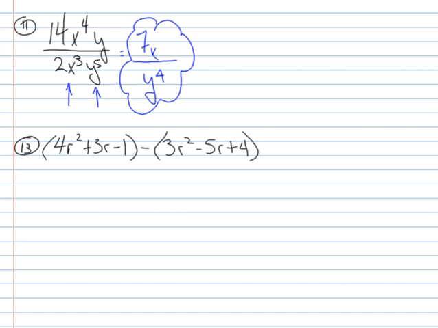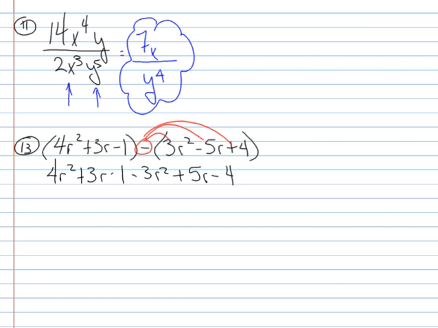Okay? So now with these, I always have to remember, hey, I have to distribute this negative into each one of these. So my first part does not change. It stays the same: 4r squared plus 3r minus 1. This now becomes minus 3r squared plus 5r, not plus 4, that's a minus 4. Now at this point we need to collect our like terms.